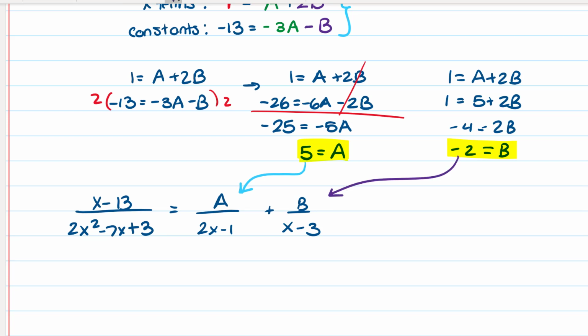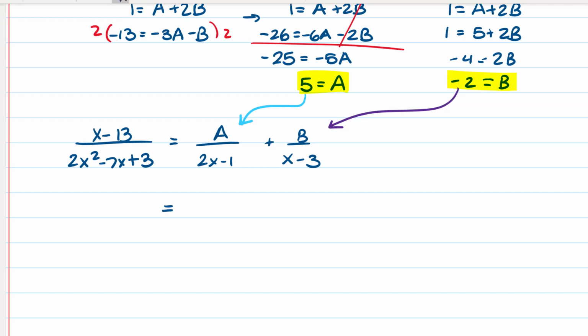So if you were to put b over 2x minus 1, you would have gotten a different answer. You would have got b equals 5. So our final answer is going to be 5 over 2x minus 1 plus negative 2 over x minus 3. And that's kind of what we were looking for there.